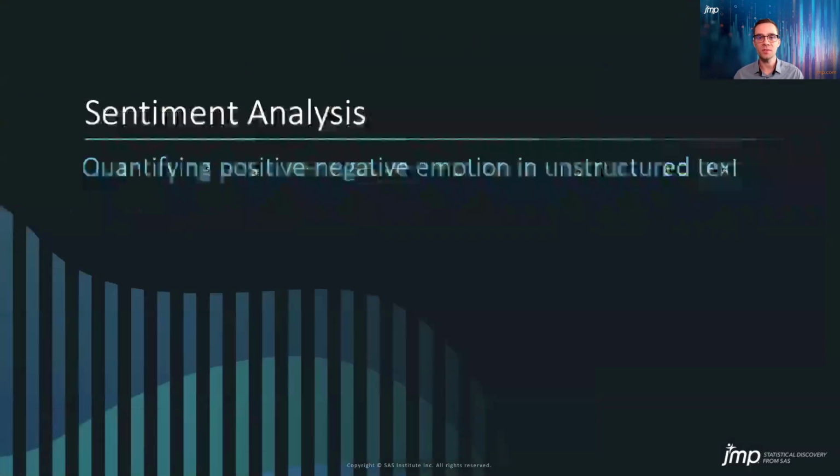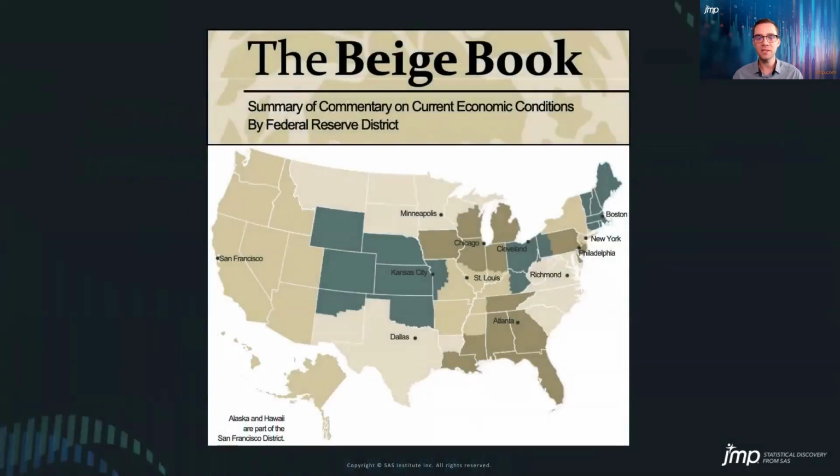We're going to start with sentiment analysis, a popular and often requested feature that we're happy to introduce in JMP Pro 16. For those who aren't familiar, sentiment analysis is all about quantifying the positive to negative emotion in unstructured text data. Now, the example that we're going to look at is from the Beige Book, which is a narrative report issued by the Federal Reserve.